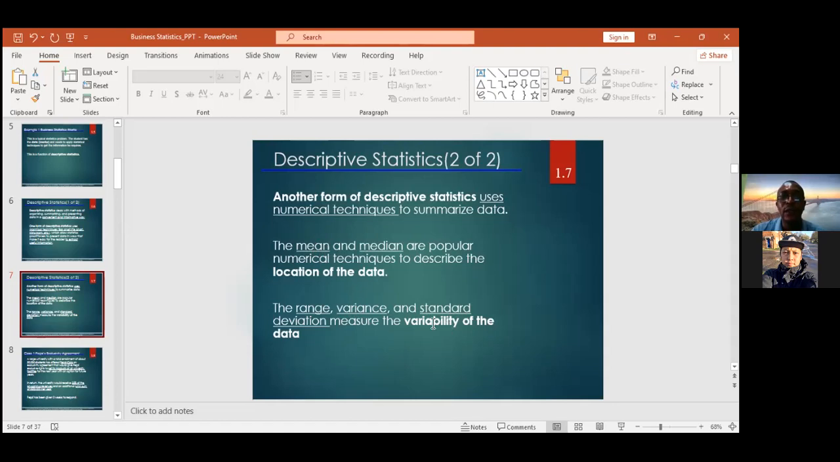Variability from what? Variability from the mean. So the mean is the center. We want to see whether there is a big deviation from the center, the mean, or there is less deviation.